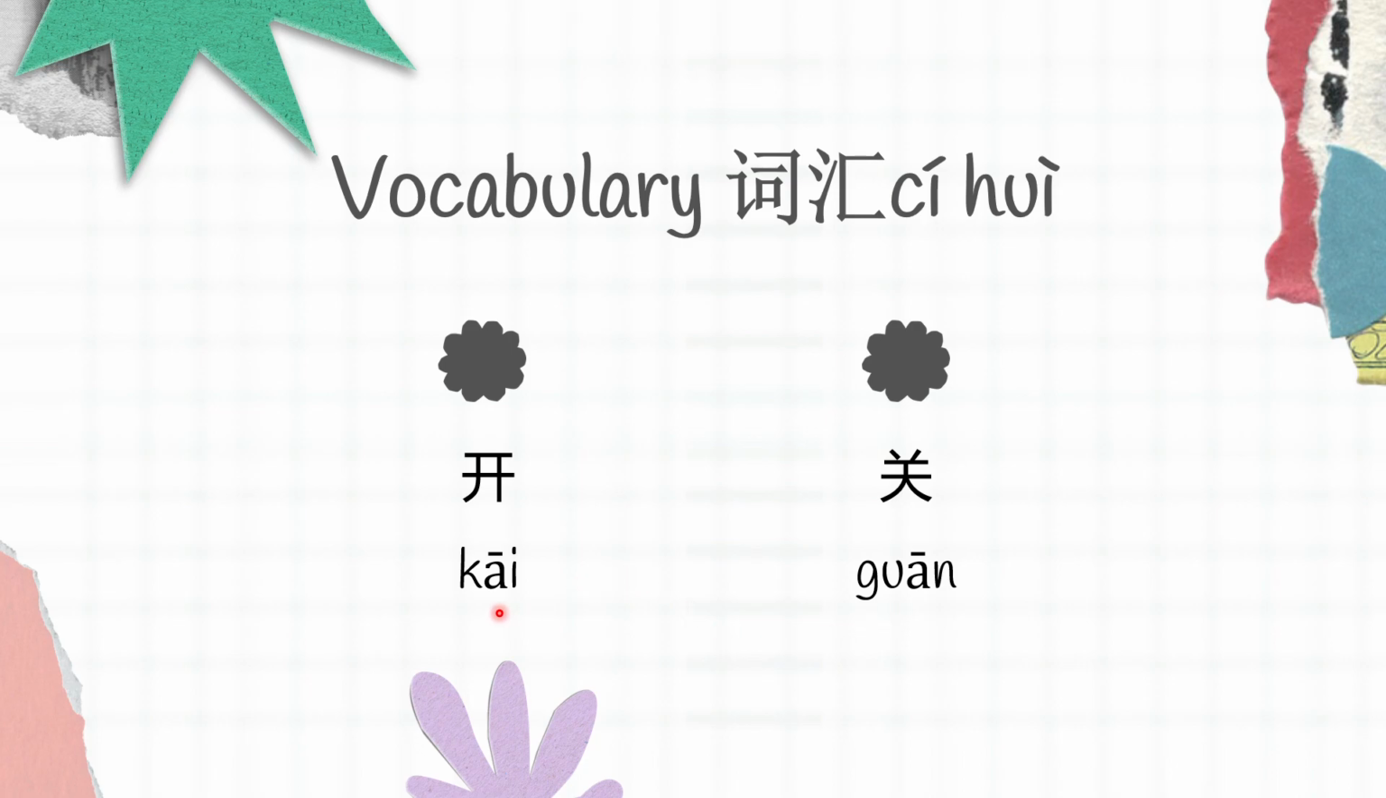So actually these two words here have a very simple and basic meaning. Kai here is open, and guan is close. So open and close. Don't forget to remember the Chinese characters here.